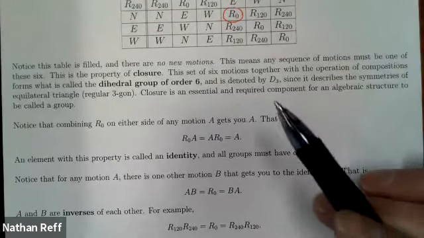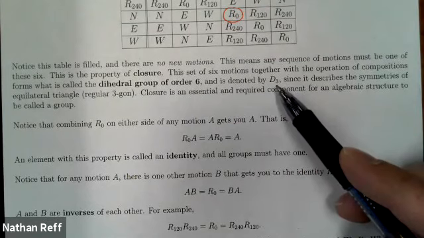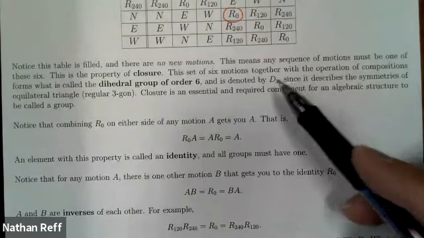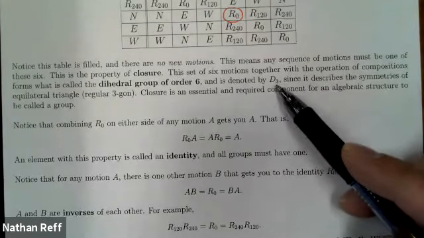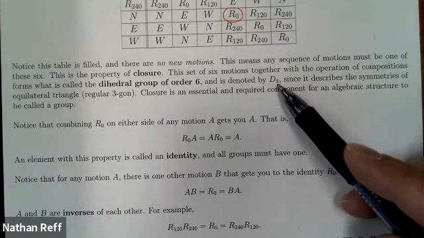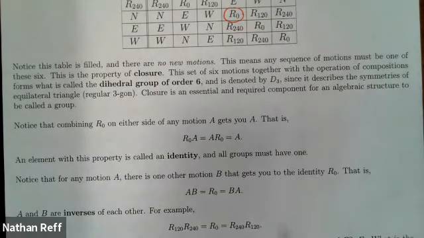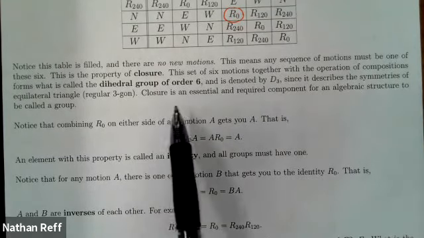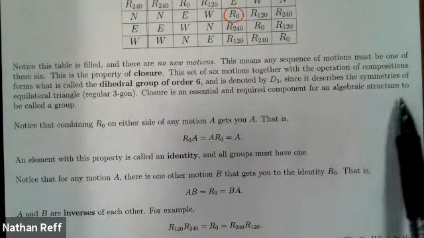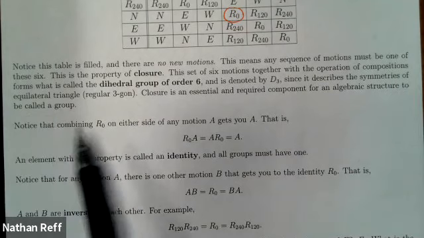So it'll have order 6, and this will be the case for other n-gons. The order will be twice the subscript because you're going to have 3 rotations and 3 reflections, so it'll be doubling that. Okay, so closure is going to be an essential component to an algebraic structure, which I'll define in a little bit, called a group. So that's something we definitely want.